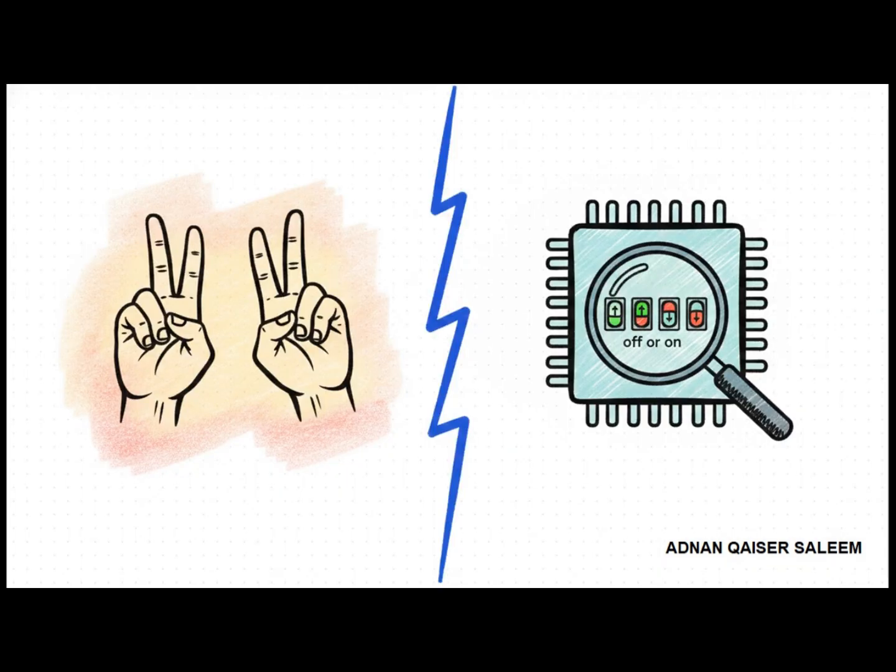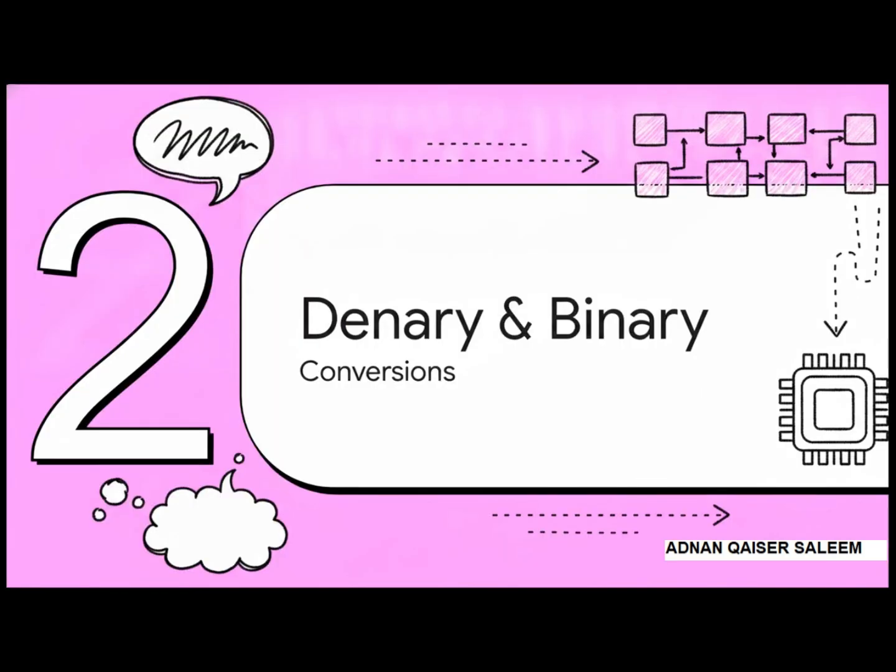It really boils down to this fundamental difference. We humans use the denary base 10 system, right? We count using 10 digits, 0 through 9. But a computer? It's basically a giant box of billions of tiny microscopic switches that can only ever be either off or on. So they have to use a base 2 system consisting entirely of zeros and ones, which we call bits. Moving into Section 2, denary and binary conversions.